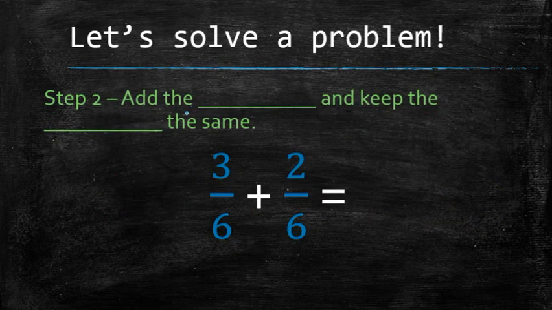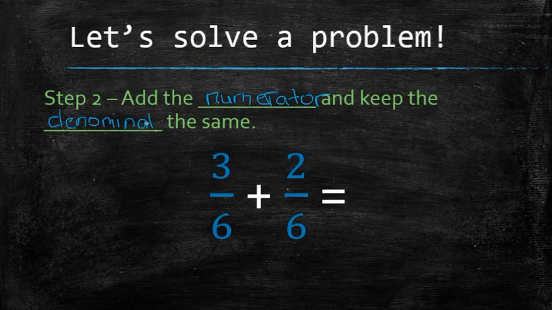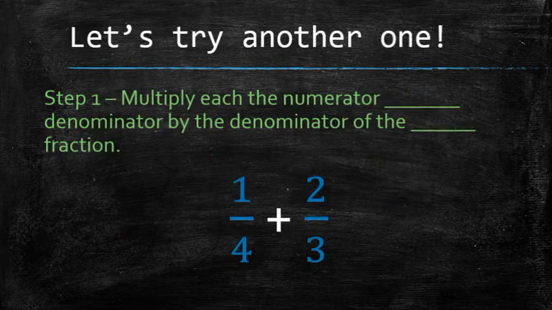So now we're going to move on to step 2. We're going to add the numerators and keep the denominator the same. Okay, and 3 plus 2 is 5. And then we have 6 here. And these are just the fractions that I brought over from the first step. You ended with 3/6 and 2/6. And now we have 5/6. That wasn't hard at all. You did an awesome job.